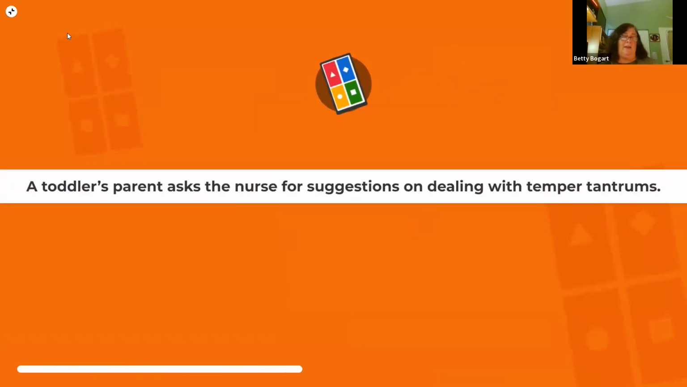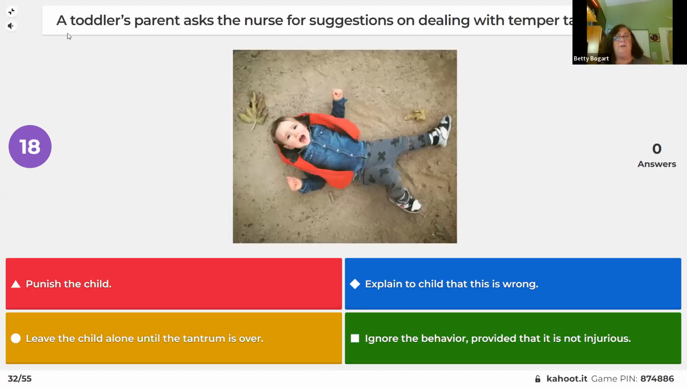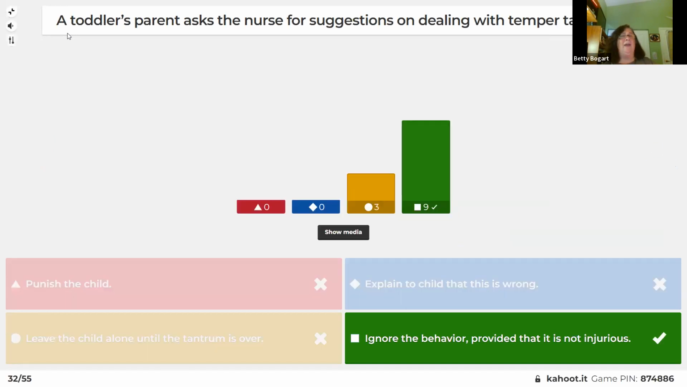A toddler's parents ask the nurse for suggestions on dealing with temper tantrums. Middle of the grocery store, lays down, screams. Little 2-year-old. Come on, let's go. Get up. Again, ignore it, okay? Just absolutely ignore it as long as it's not going to cause them any injury, okay? Because then they realize they can't just do it. They're not getting the attention they want, so why do it again?